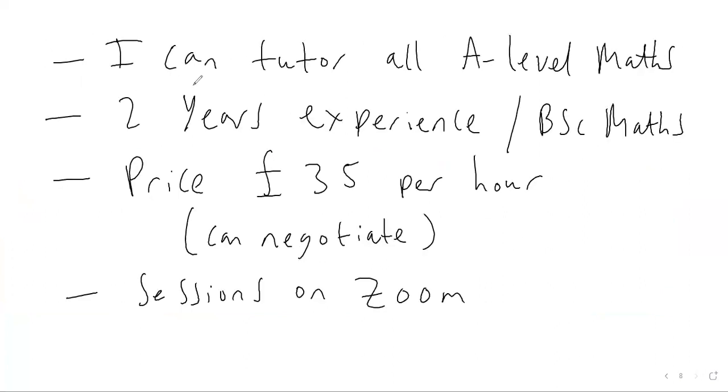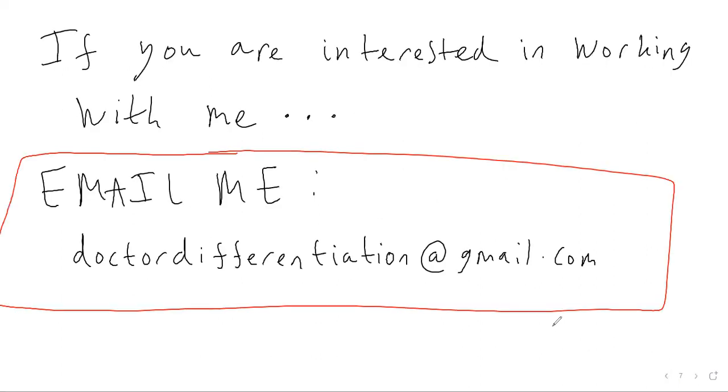Now, just as a summary about me, I can tutor all A-level maths. I've got 2 years experience tutoring. I've got a maths degree. So if you want proof of all that, please do email me and I can show you proof of that. The price is £35 per hour. I am willing to negotiate on that. But generally my price is £35 per hour for a session, and the sessions are on Zoom. But again, if you want more details, do drop me an email, doctordifferentiation@gmail.com, and we can discuss.